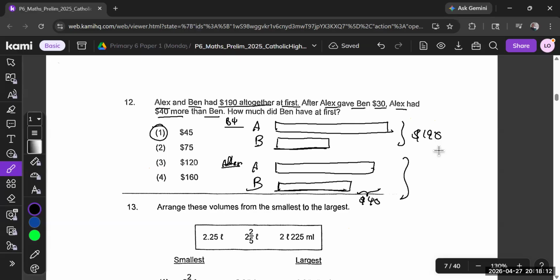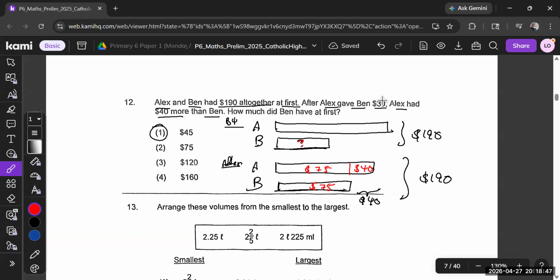When it's a before and after problem, what must you ask? What is unchanged? The total is unchanged. How much did Ben have at first? If I draw this model, do you think you can do it? Not really very hard, right? So you cut 40, then divide by 2. 190 minus 40 is 150. 150 divided by 2 is 75.